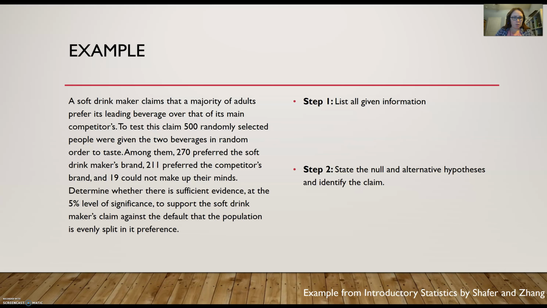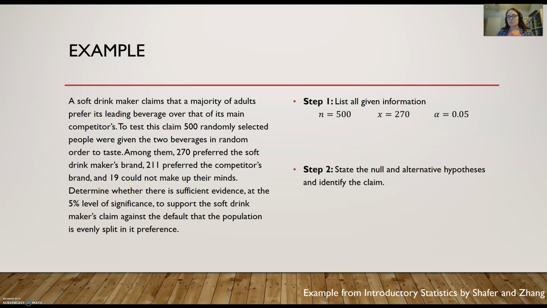And let's see, where were we? Determine whether there is sufficient evidence at the 5% level. So I'm going to start writing out some of the things I've got here. To support the soft drink maker's claim against the default that the population is evenly split in its preference. So you've got a sample size of 500, 270 are the number of successes, or people who chose this drink maker's brand, and we're using a significance level of 0.05.